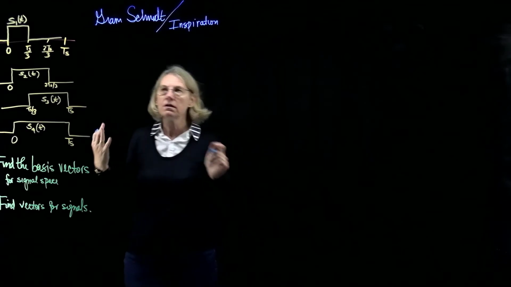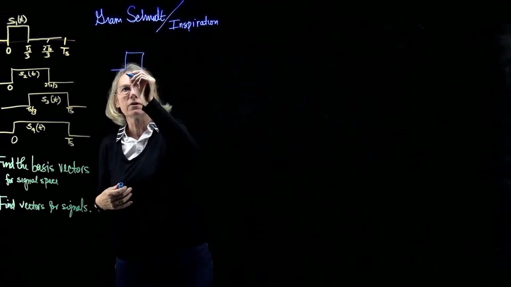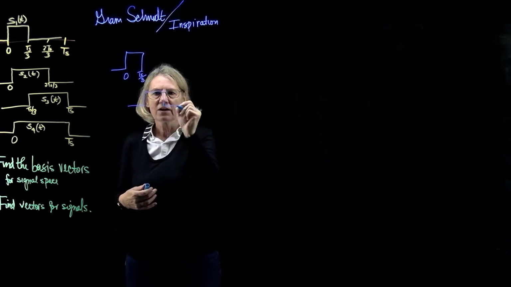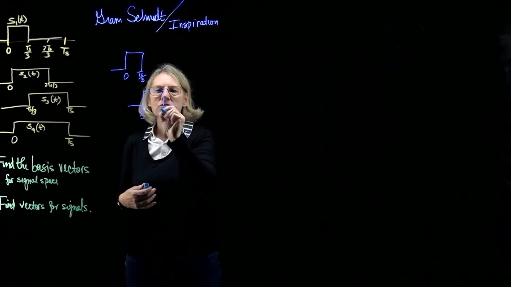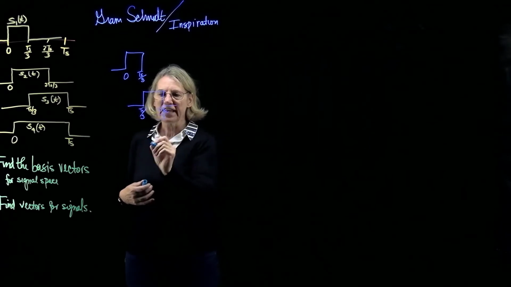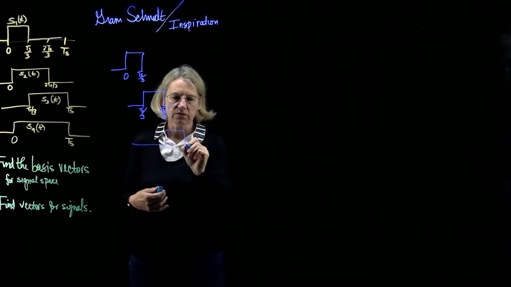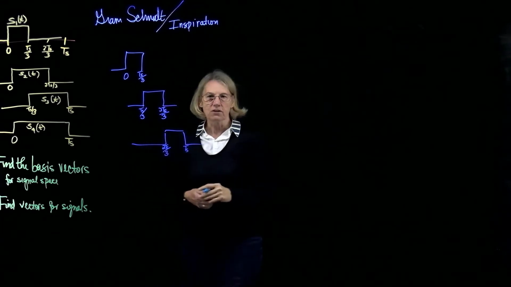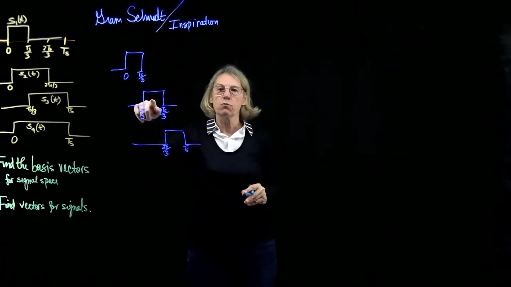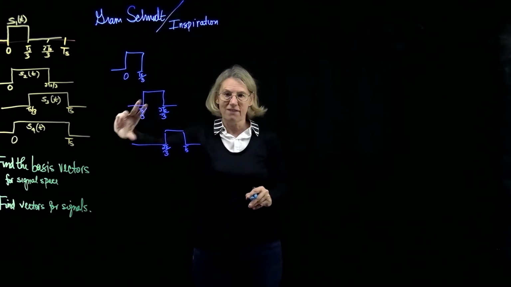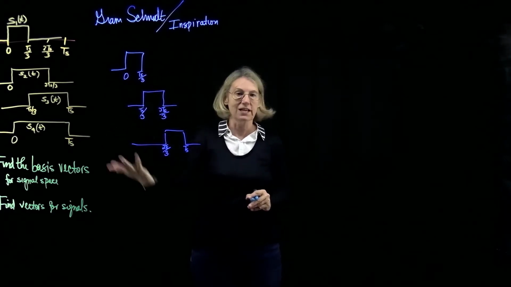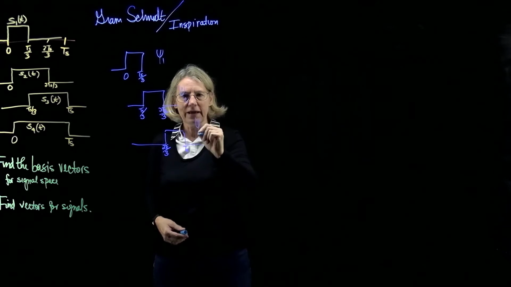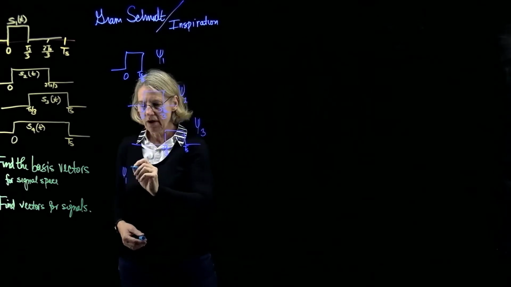And so you say, well, suppose I have basis vectors which go from 0 to Ts over 3, and then another one that starts at Ts over 3 and goes to 2Ts over 3, and then the last one starts at 2Ts over 3 and goes to Ts. And you think, well, they're orthogonal to one another, because if I take the inner product of any 2 of them, of course there's no overlap, so that's going to give me 0.